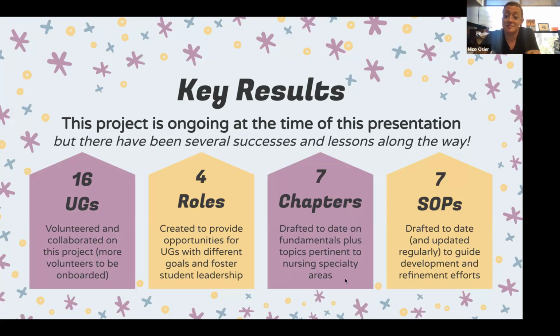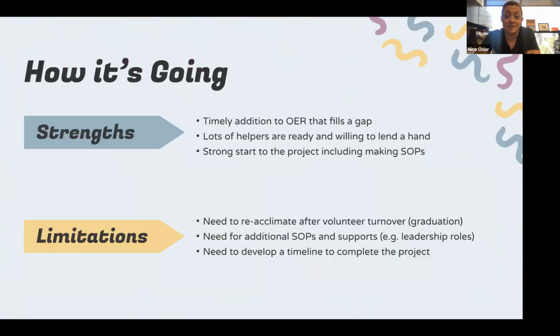So far, 7 chapters have been drafted to date, and they cover really fundamental topics, but also some content that's specific to nursing specialty areas. And we have 7 SOPs, but there's a couple more that we're going to need to add. So this is really a timely addition to OER that fills a gap, and I think will be helpful to my students and get them the content that they need without causing them to spend a fortune. There are lots of helpers who have been willing and able to lend a hand.